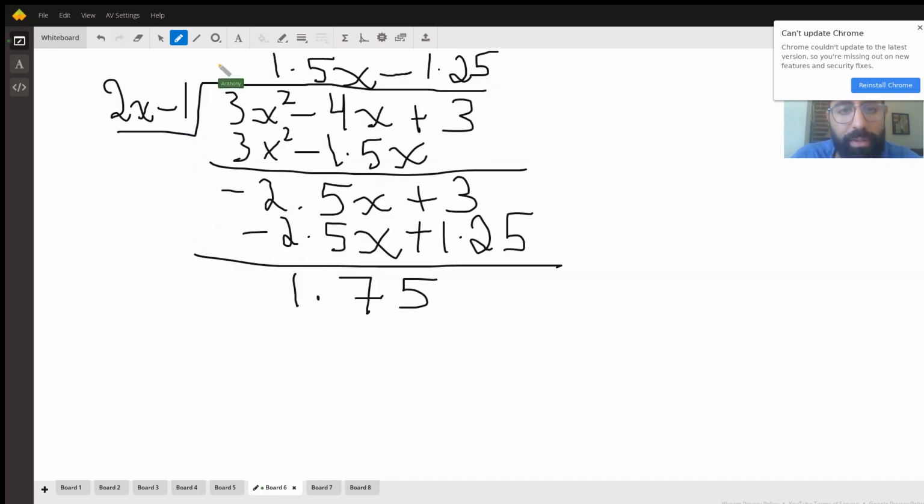Here I showed you all the steps very clearly. And as I always say, after I copy this answer here, when I multiply, I always subtract. And when I subtract, these two cancel out each other. I get 3 minus 1.25, which is 1.75. Now my division stops, because now the degree of x is 0, and 0 is strictly less than 1. So we need to stop our division, and that's the answer.